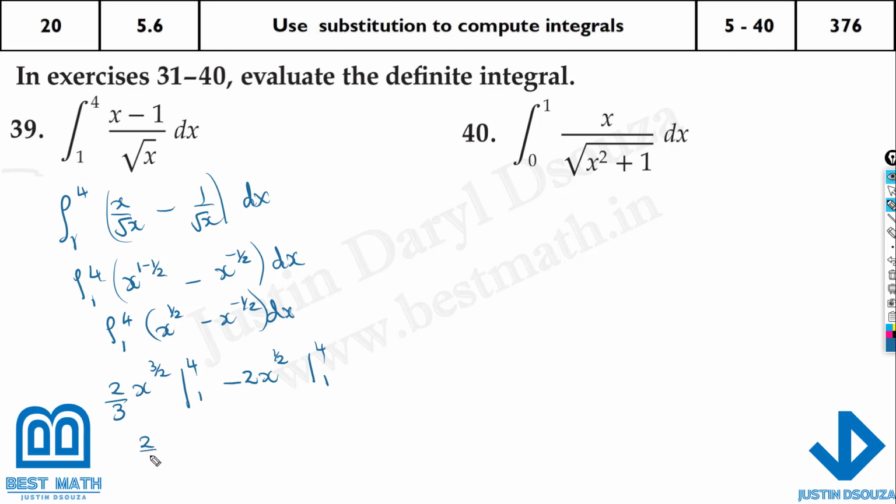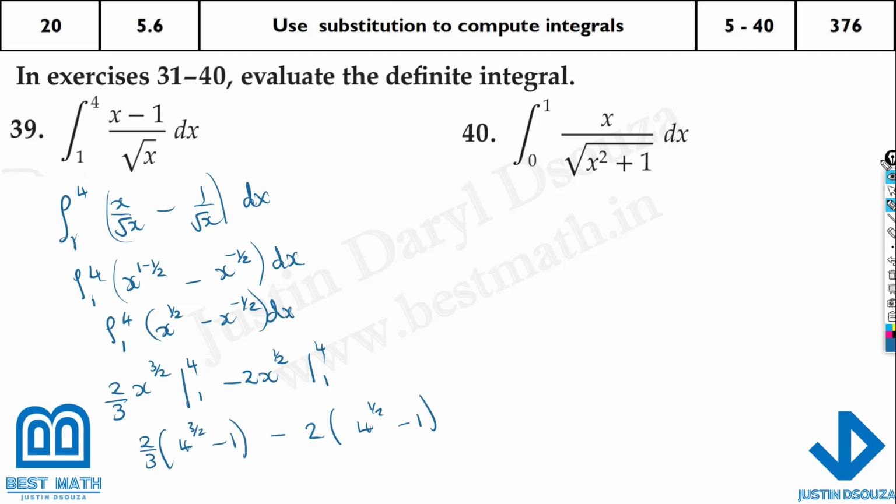So what's going to happen here? It's 2/3 of 4 to the power 3 by 2 minus 1. It's upper limit minus lower limit. Doesn't matter what you have to the power of 1, it's 1 itself, so I leave it over there. Minus 2 times, what is it over here? It's 4 to the power half minus 1. So this is the final answer.